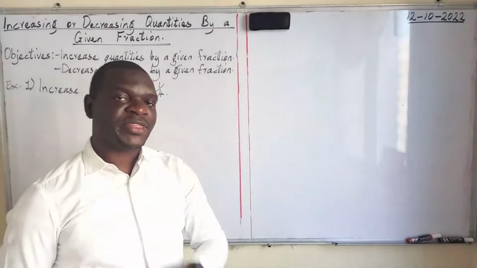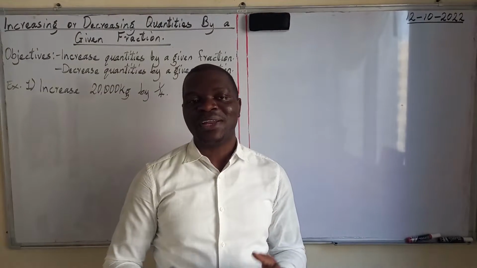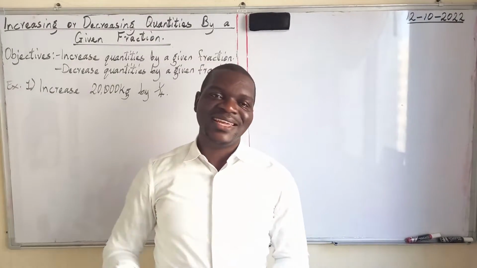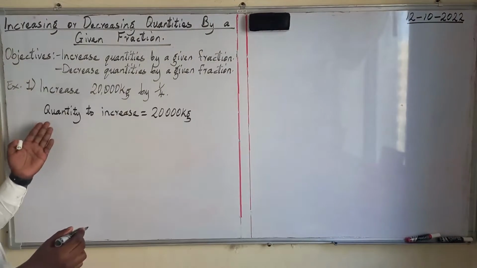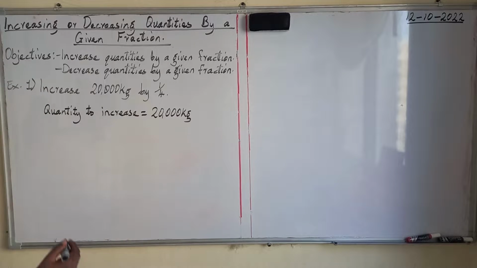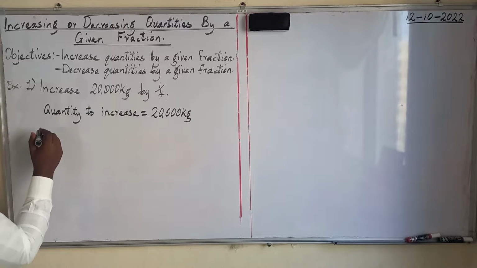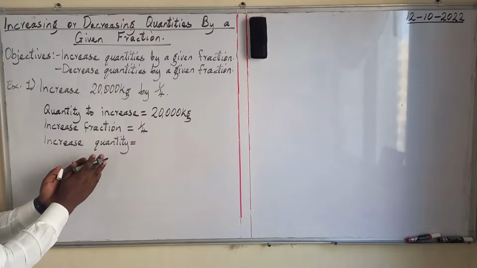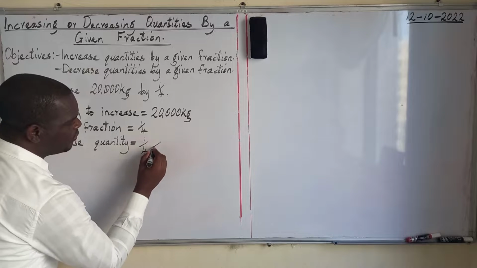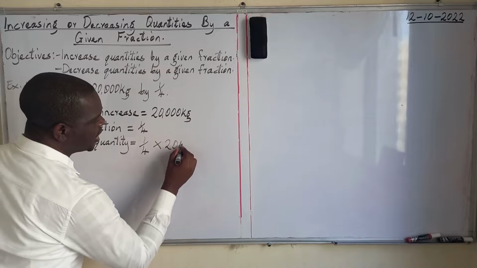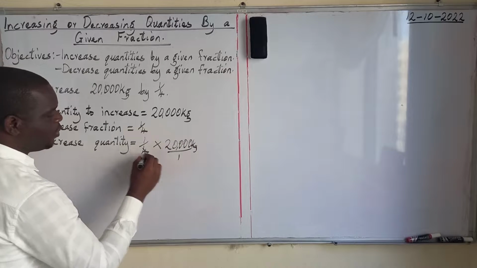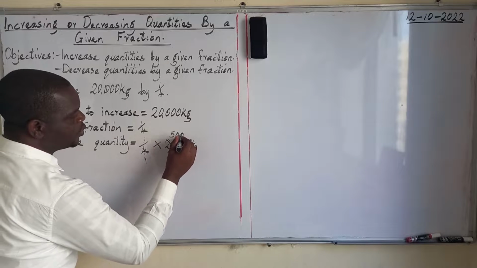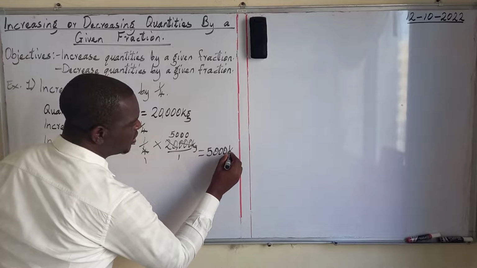I will be giving you two methods and you will choose which one best suits you and which one you can best understand how to apply in solving any problem on increasing and decreasing quantities. Our quantity to increase is 20,000 kilograms. The next thing we can identify is the fraction. The increased fraction is 1/4. To find our increased quantity, we are going to take 1/4 of, or 1/4 multiplied by 20,000 kilograms, all over 1. 4 can divide itself 1 time and 4 can divide 20 5 times. These 5 zeros will follow. And our quantity here is 5,000 kilograms.